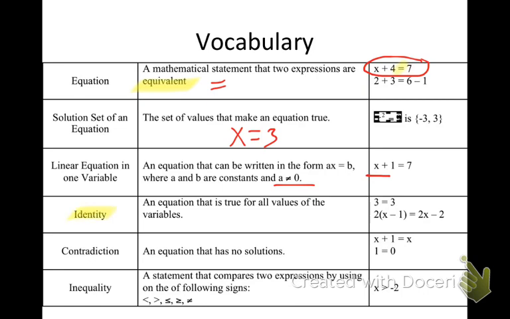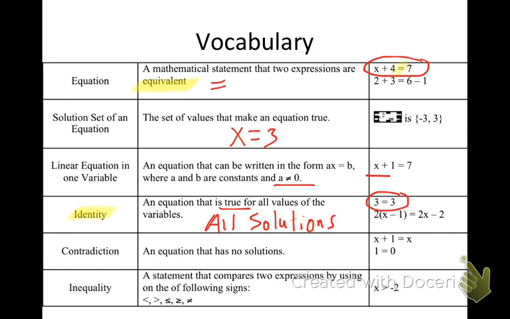Identity. We're going to talk about this a lot today. This is probably really the only newish part for you. An identity is an equation that is true for all values of the variables. Identity means that we're going to get all solutions. Notice here I get a true statement: 3 equals 3. Is that a true statement? Yeah, 3 equals 3. That is an example of something that is all solutions.